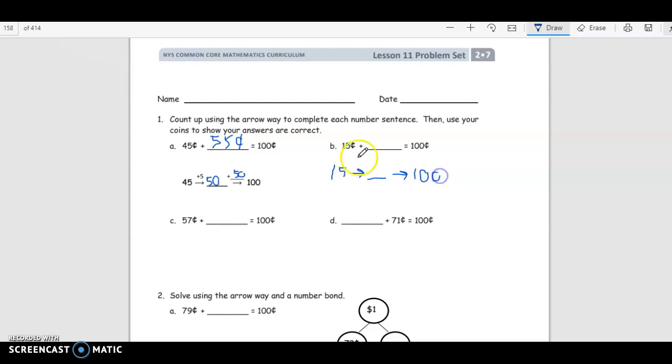Okay, so we start at 15 and we want to get to the next 10. So the next 10 after 15 would be 20. So we need to add 5. If we add 5, I just said it would be 20. And if we're at 20, we need to get to 100. We need to add 80. So we added 80 and 5. Put together as 85 cents.